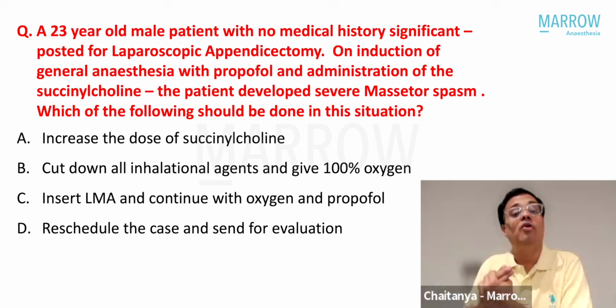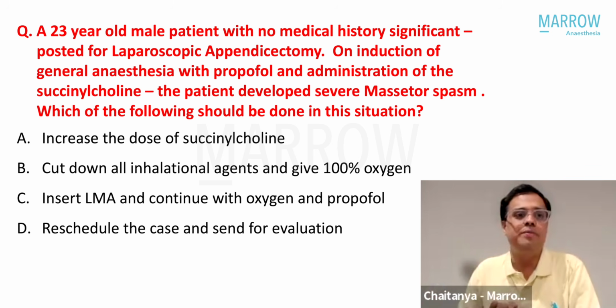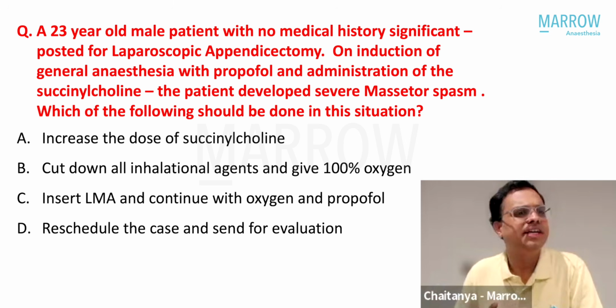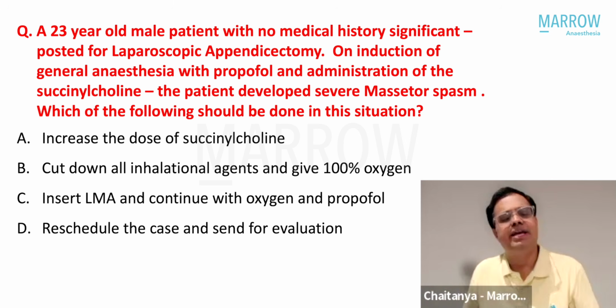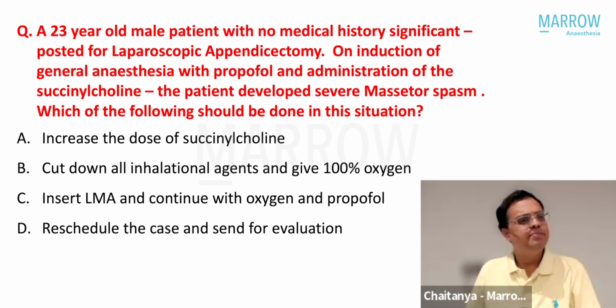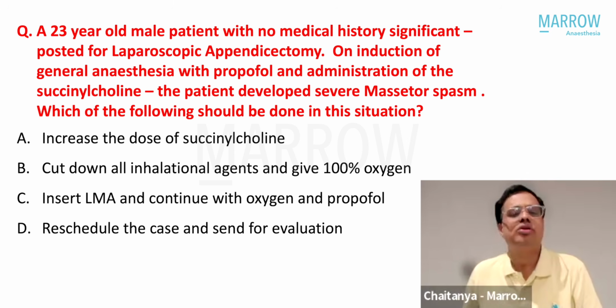What is the dose of dantrolene sodium? You should be knowing all these things. 2.5 mg per kg, right? So 2 to 4 mg per kg. Yes, very good. Most of you are right.